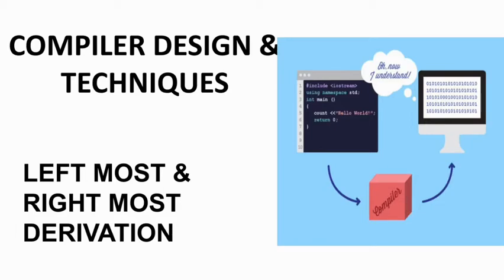In today's session, I am going to discuss derivation. In compiler design and technique, derivation plays a very important role in the syntax analysis phase. Along with derivation, we are going to discuss ambiguity in grammar, and also we will learn how to convert one ambiguous grammar to an unambiguous grammar. Let's start.